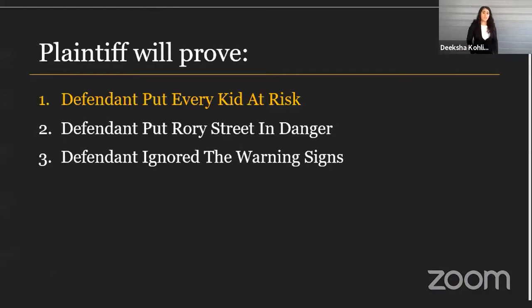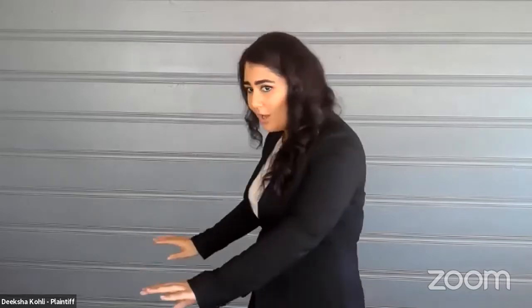Which brings me to point number 2. While the defendant put every student at risk, she put Rory Street in danger. Because that afternoon, the defendant created a new form of discipline. A tackling line. Every player got in a line and took turns slide tackling Rory.